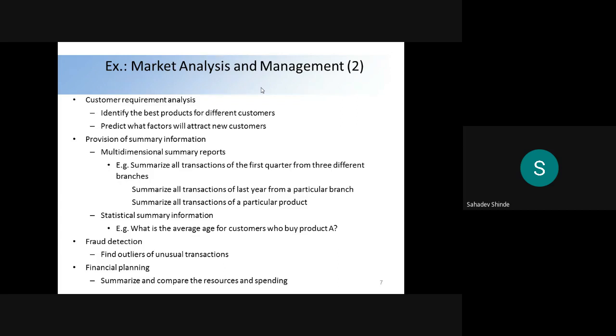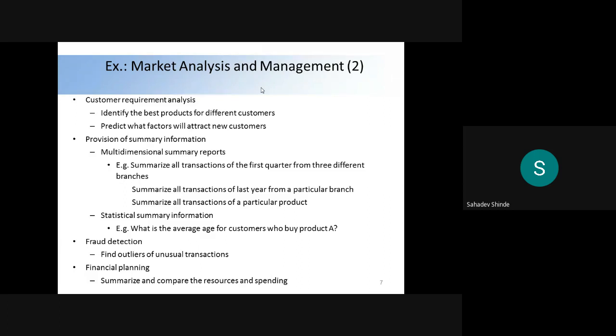Now the provision of summary information. So the multidimensional summary reports. We need to prepare these multidimensional summary reports. For example, summarize all transactions of the first quarter from three different branches. Okay, summarize all transactions of the first quarter. First quarter means in the year we have four quarters in total. Okay, January, February, and March. Three months make one quarter. Okay, like that.